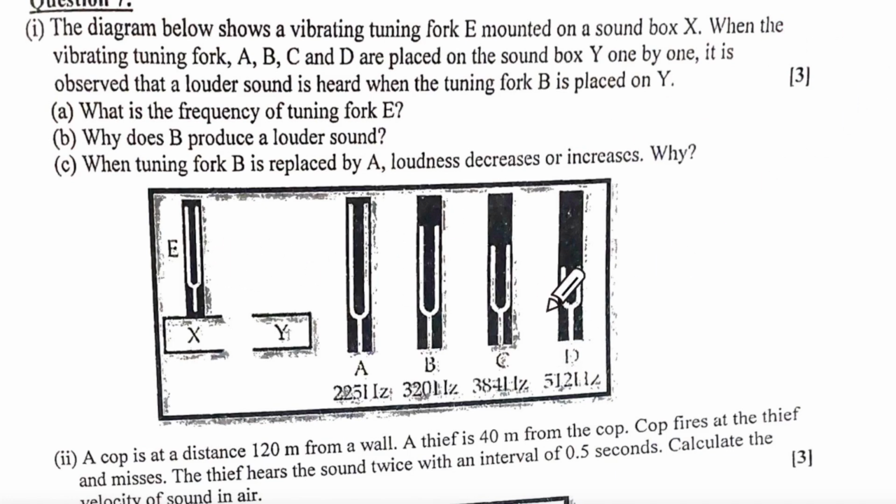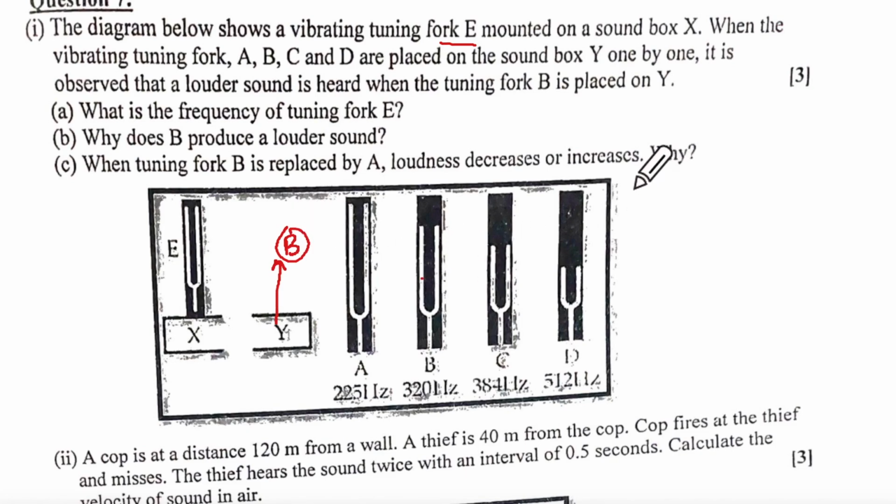Okay, now don't read the whole thing, just look at this. What are they telling you? Read this in your mind. E is mounted on the sound box X, which is this A, B, C, D, and this one is E. When the vibrating tuning fork is placed on Y one by one, it is observed that a loud sound is heard when B is placed here. So when B is placed here, loud sound.